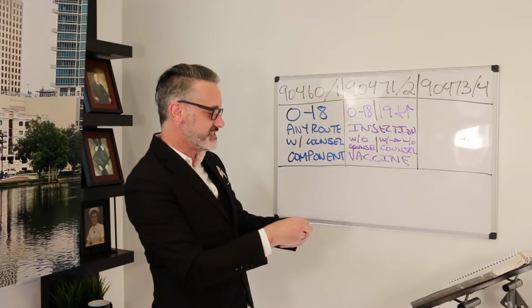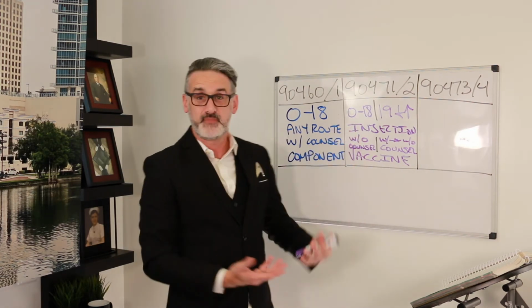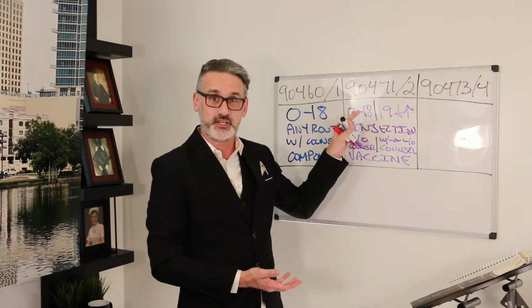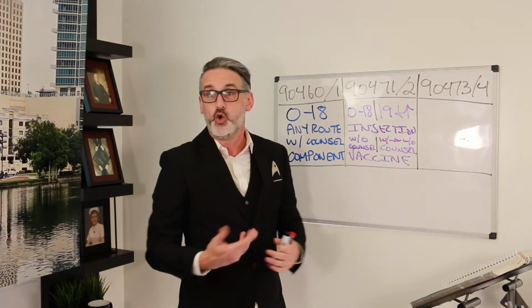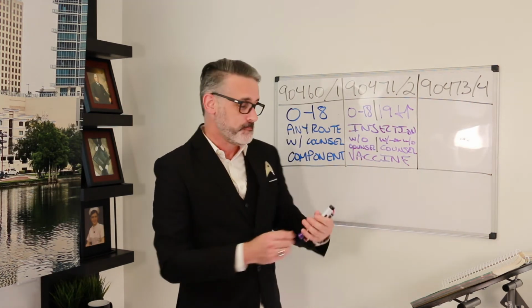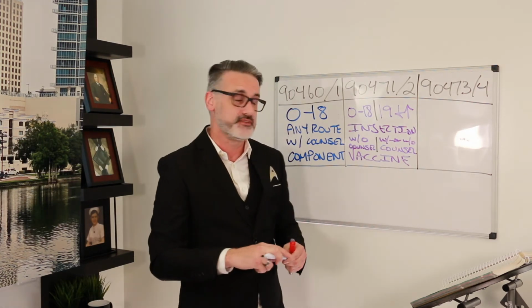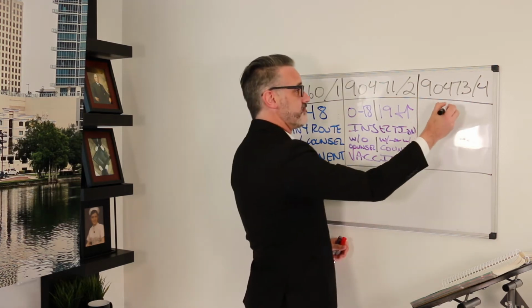So for the second set, all that we have as far as the documentation was injection and per vaccine, and we had to fill in the gaps. So we have the two different variances on the age of the patient, 0 through 18 without counseling, or 19 and above with or without counseling, it doesn't matter. And then on the last set, 90473 and 90474, it's almost carbon copied, same thing as the second set.